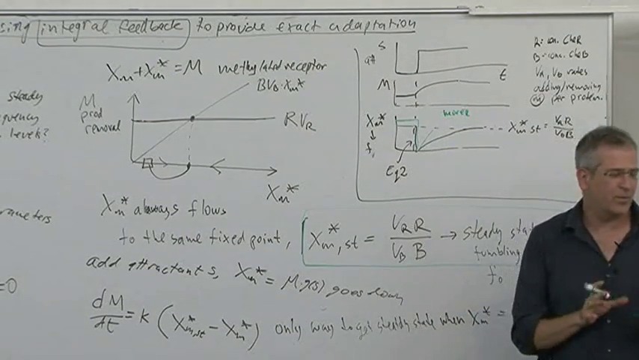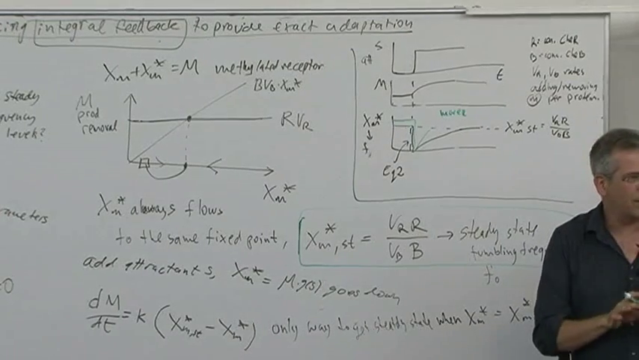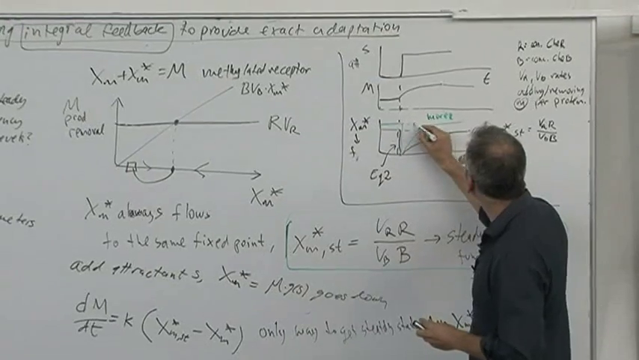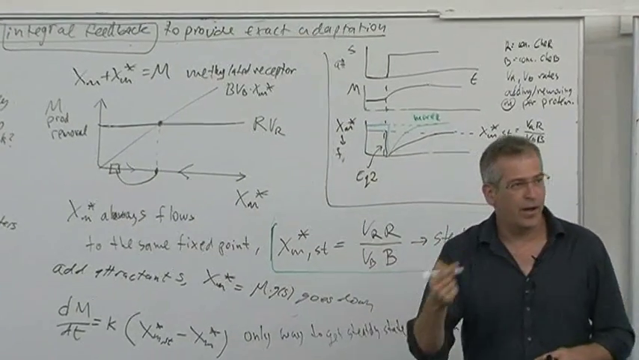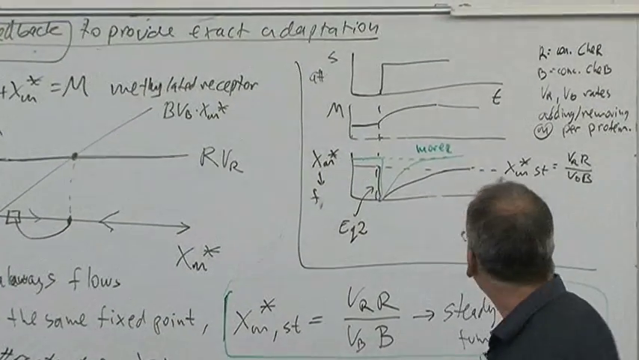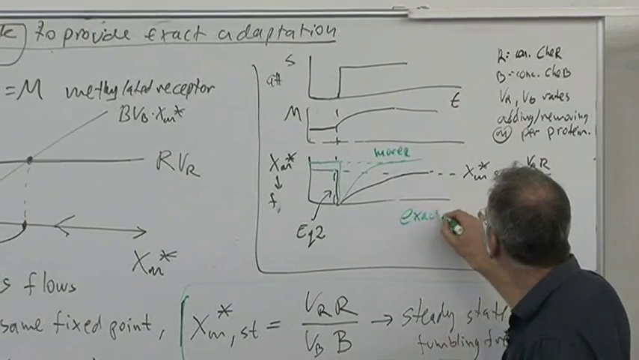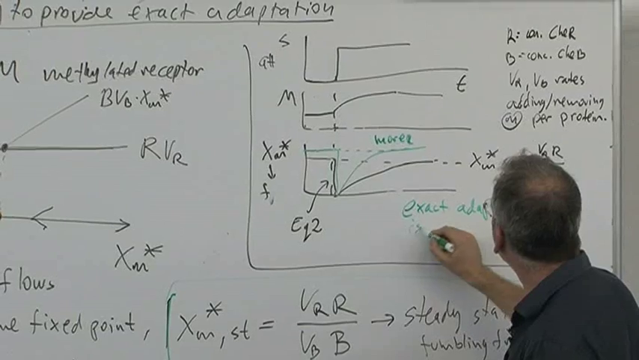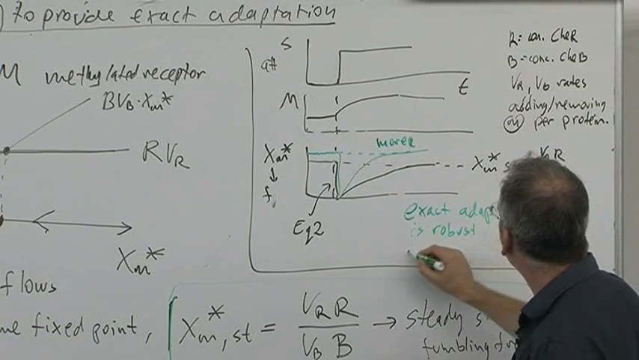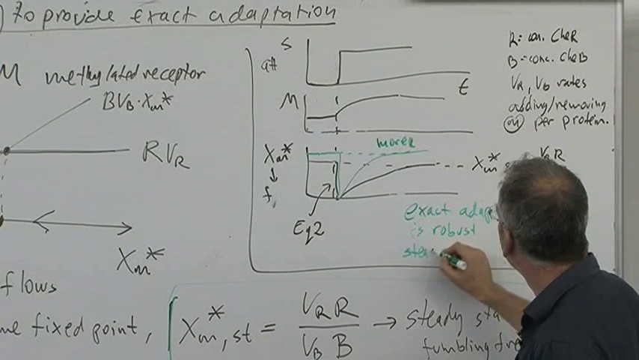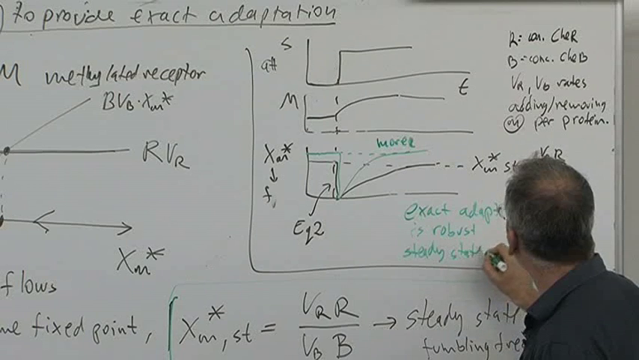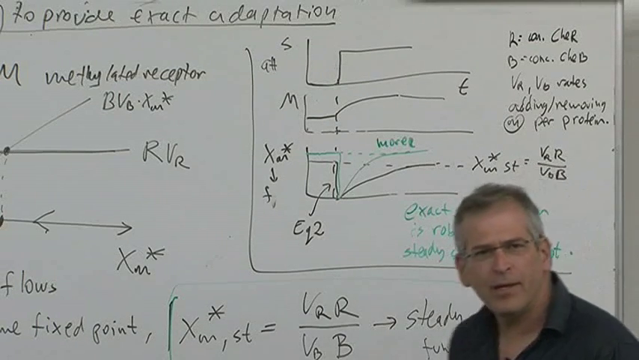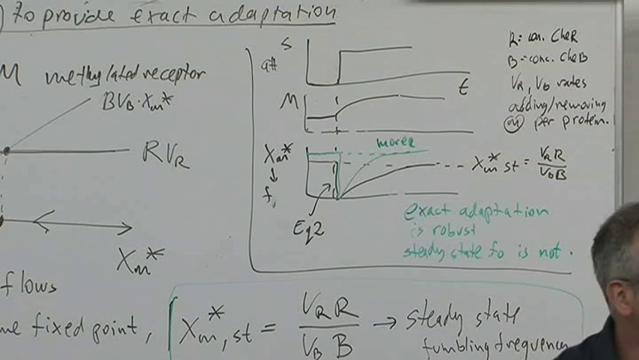It also sometimes depends on the model, changes its adaptation time, not in this simple model, but it returns to the same steady state, to its own higher steady state. So exact adaptation is robust, but steady state tumbling frequency is not. That explains why cells have their individual characters.